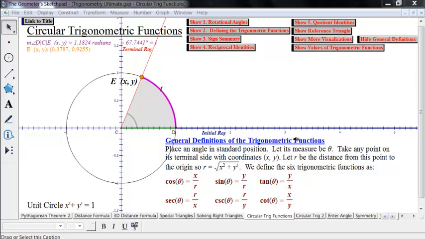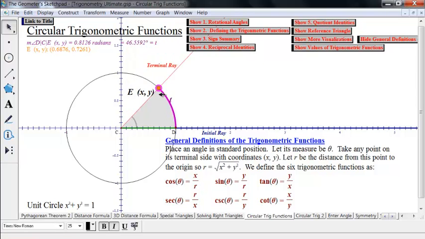Here are the general definitions again, just to review. So we take any rotational angle in standard position, take any point on its terminal side. It doesn't have to be on the unit circle. It could be any point there. Find its coordinates x and y, and then find its distance from the origin r, so that r is the square root of x squared plus y squared. So we're on the circle of radius r.